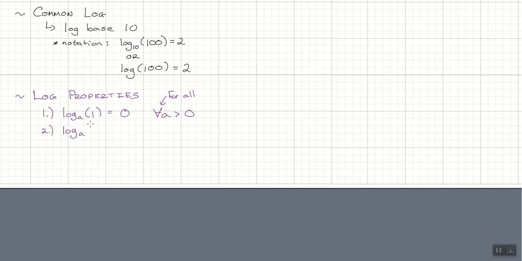What's log base A of A? It's 1. If you're struggling to think about it, check it out. When you think about logs, and you're going to hear me say this about 1,000,000 times, A to what power gives me A? 1. The only one that possibly could work. Okay. Number 3.